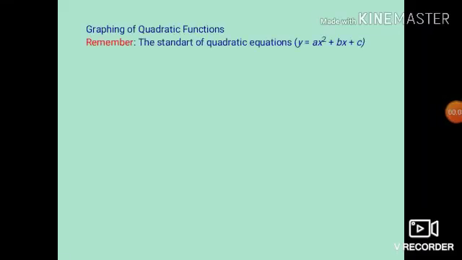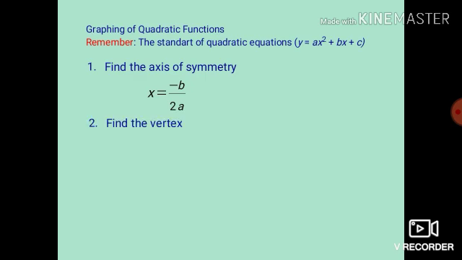The next modality is graphing of quadratic function. Remember, the standard form of quadratic function is y equal to ax squared plus bx plus c. There are three steps for graphing of quadratic function. First, find the axis of symmetry. The formula is x equal to negative b divided by 2a.